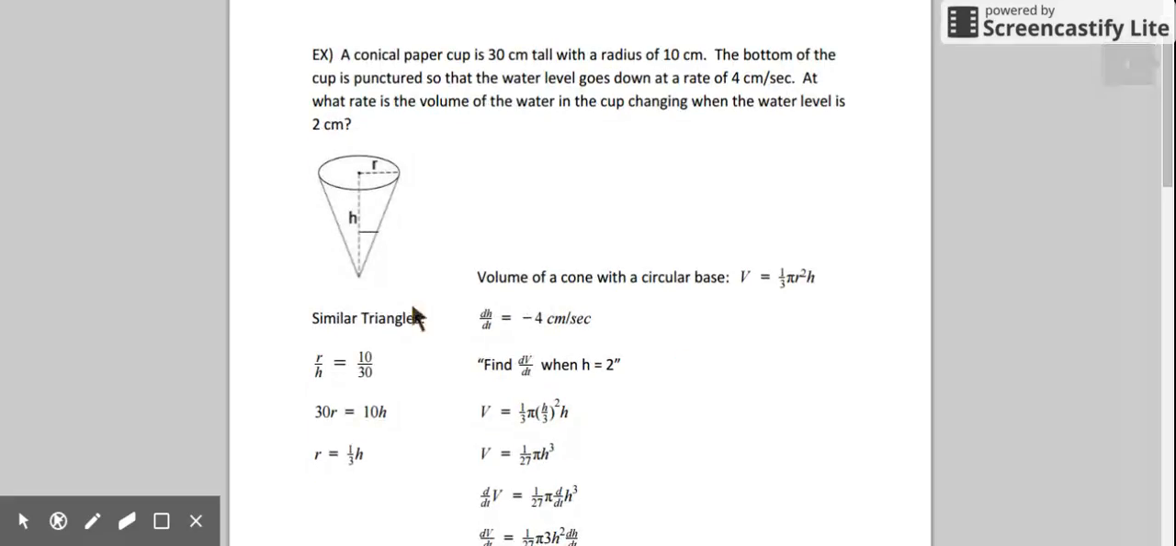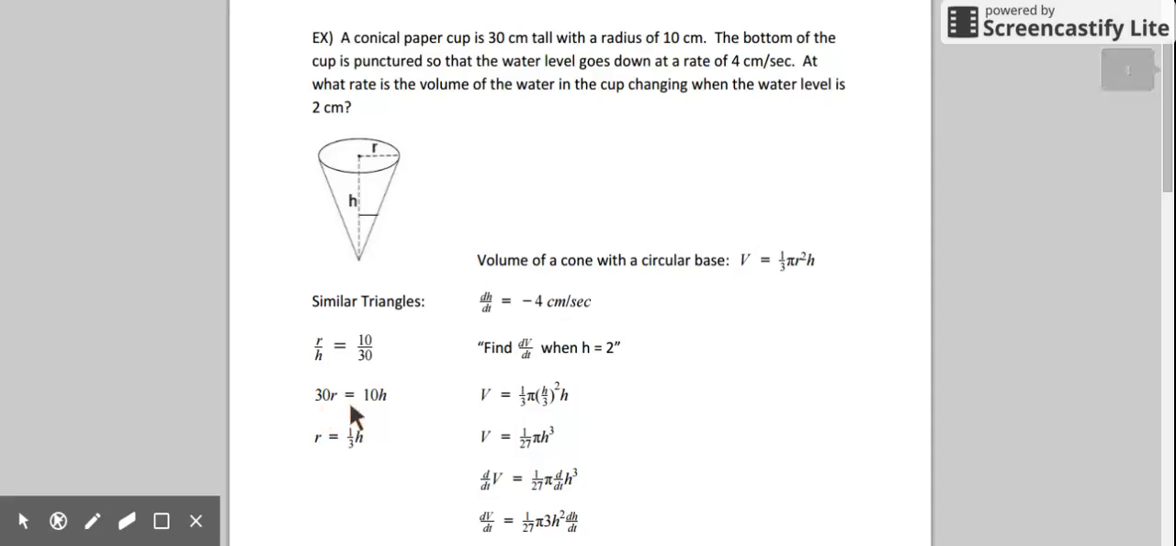Try out this method. If I can establish similar triangles here, then I can actually solve for either r or h. So if I compare the radius to the height, so r to h, and then substitute what I know, the radius is 10 and the height is 30, I can set up this proportion and I can cross multiply. So 30r equals 10h. That is the relationship of the radius compared to the height. And then I could solve for one of them. I'm going to solve for r. Just happens to make this problem a little bit easier. So if I divide both sides by 30 and reduce it, then r is equal to a third of h.